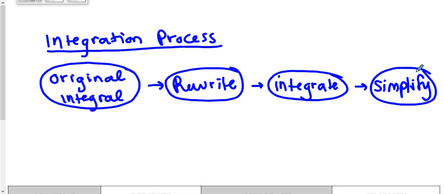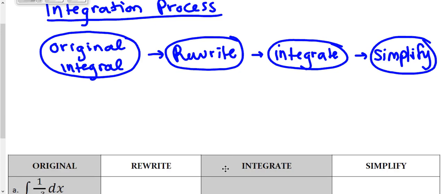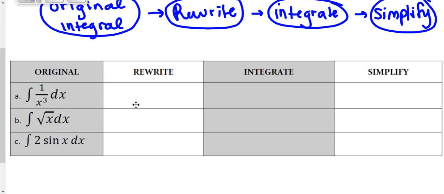So you have a printout that has these columns already on there. We're going to do 3 together. So we're going to integrate these 3 problems. We're going to rewrite, integrate, and simplify. So this is kind of more structured, and then when you're solving the problems on your own, you need to be able to do these 3 steps, like just kind of on your paper.